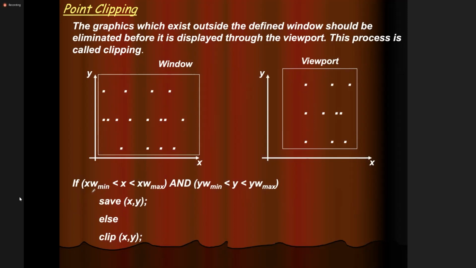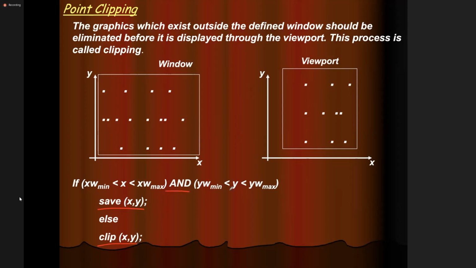If x coordinate is in between x minimum and x maximum, and y coordinate is in between y minimum and y maximum, then we save that x comma y. Otherwise, we remove that. We clip and remove. Right? We remove that. So this is a very simple algorithm, and both conditions need to be satisfied.